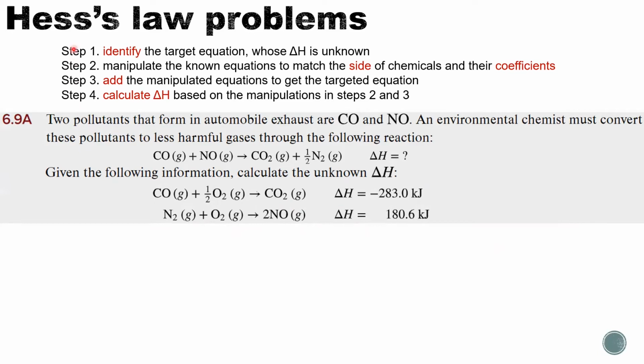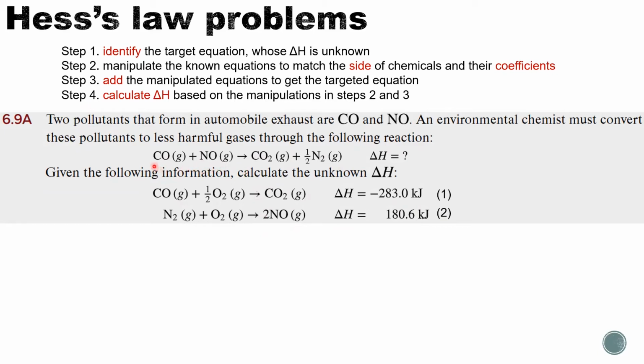So if we follow the 4 steps, obviously the target equation is the first one with the unknown delta H, right? Then we need to manipulate the known equations. So in order to explain it more clearly, I identify the top known equation as equation 1 and the bottom one as equation 2.